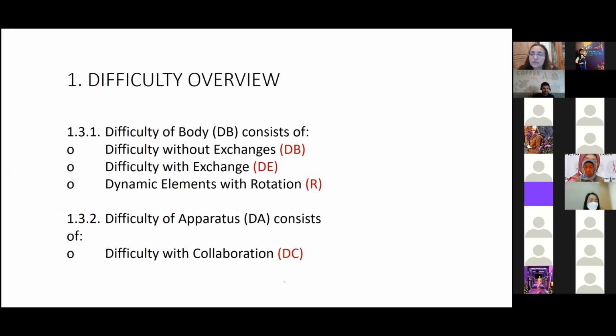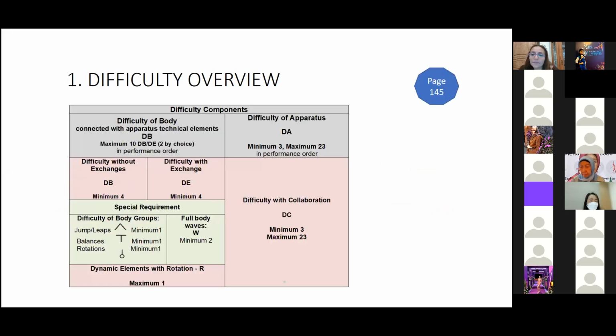The difficulty score includes difficulty of body, which consists of DB without exchanges, difficulty with exchanges, and dynamic elements with rotation. The difficulty of apparatus consists of difficulties with collaborations. What do we have here? We are required to have a maximum of 10 difficulties, bodies or exchanges. So we have difficulty without exchange, minimum 4. Difficulties with exchange, a minimum of 4. So 4 and 4 is 8. And we have a maximum of 10.